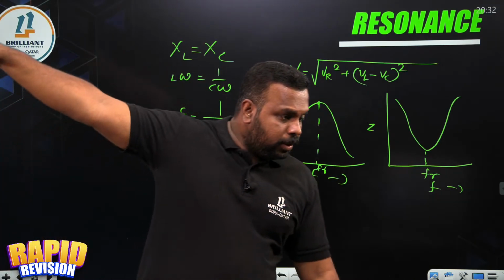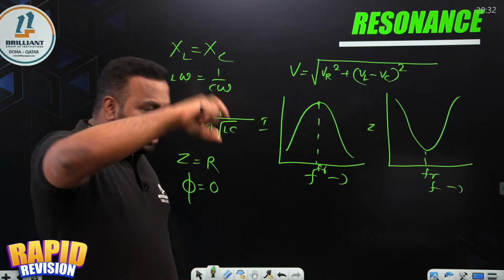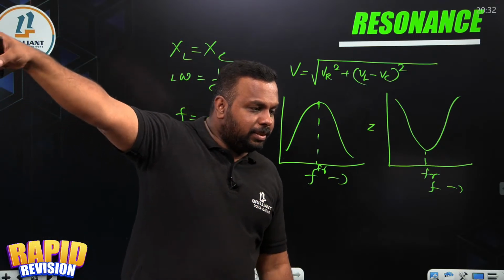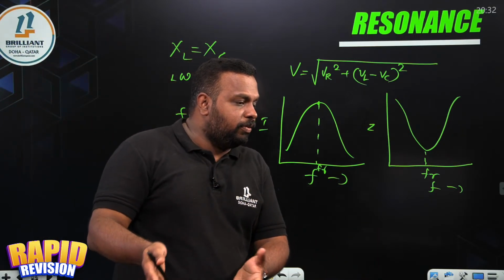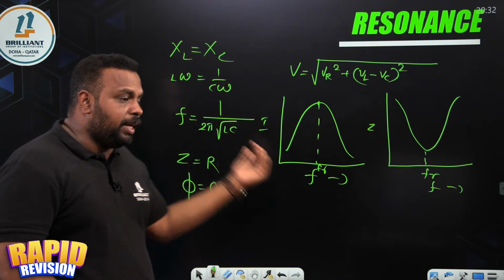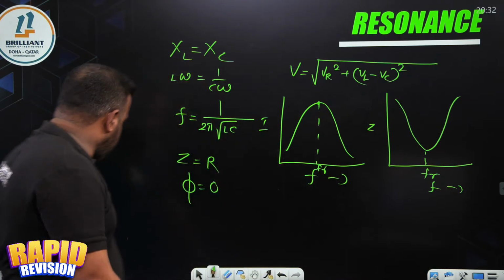Dhruvil, I did not say. At resonance, VL is equal to VC. That's why it is behaving like a pure resistive circuit. Next.